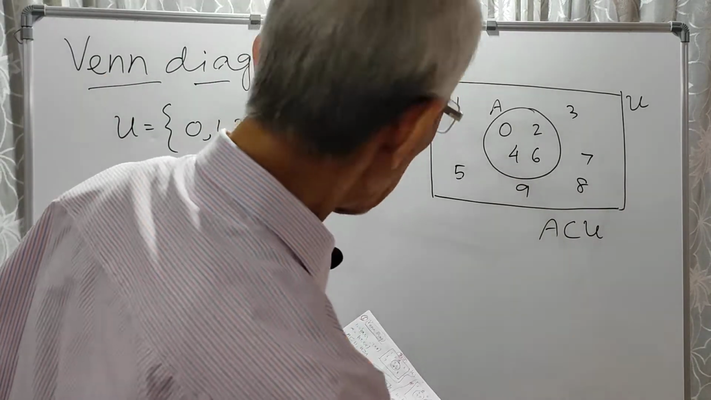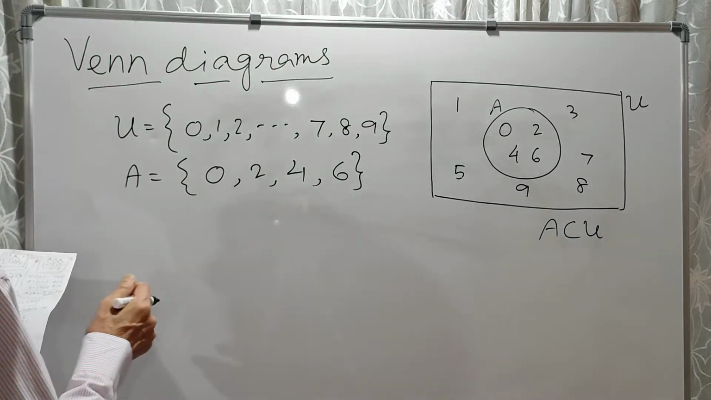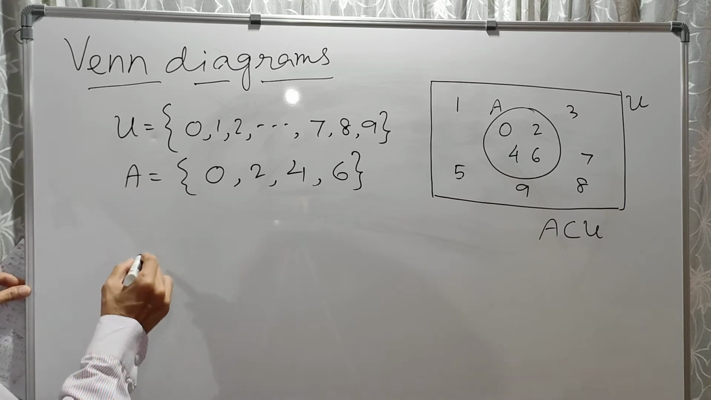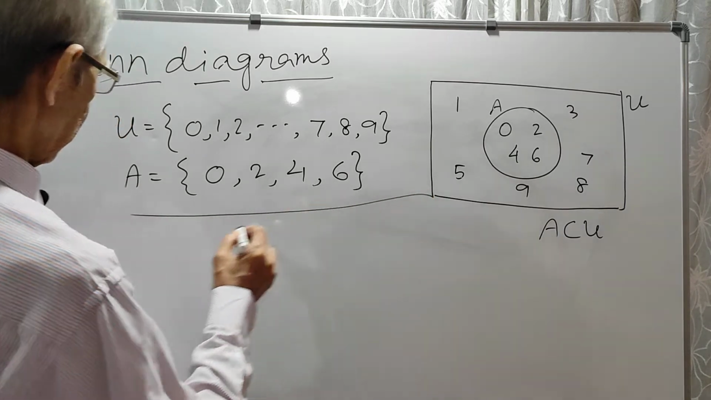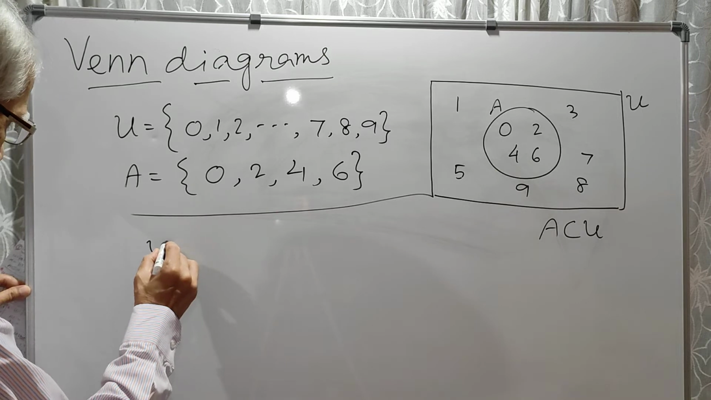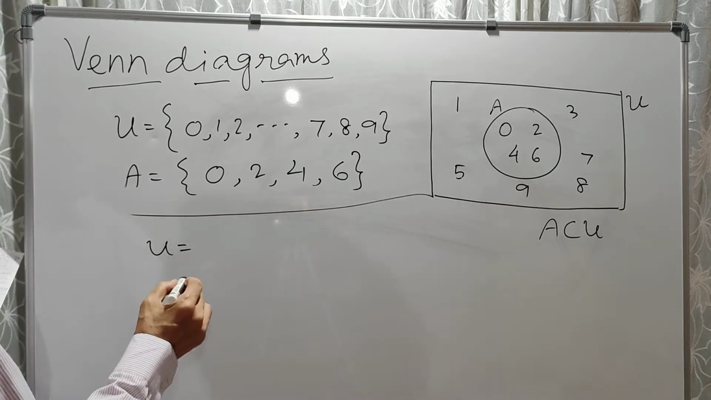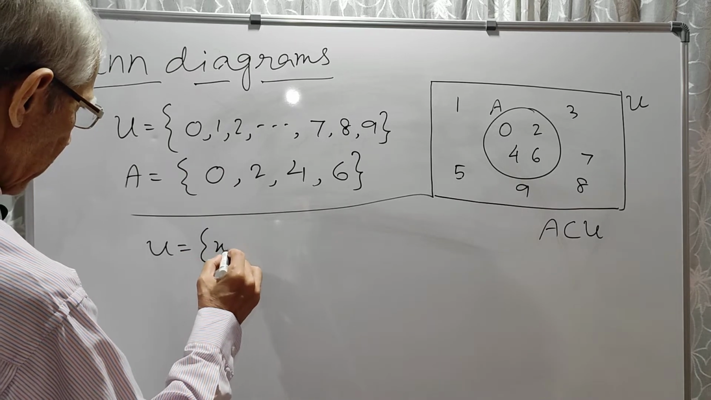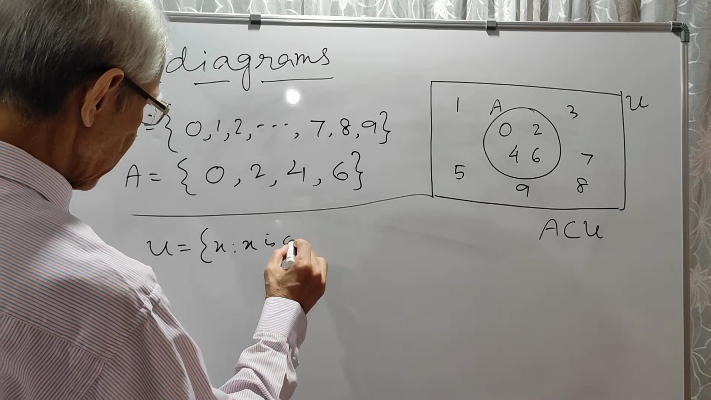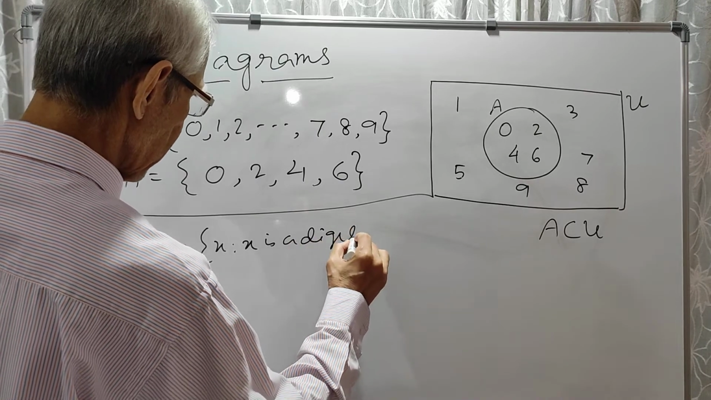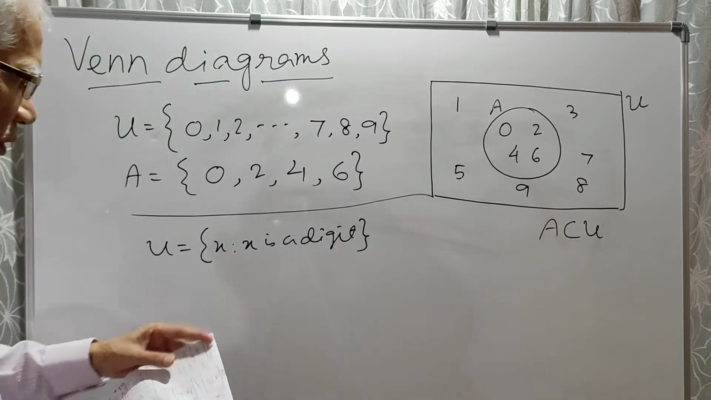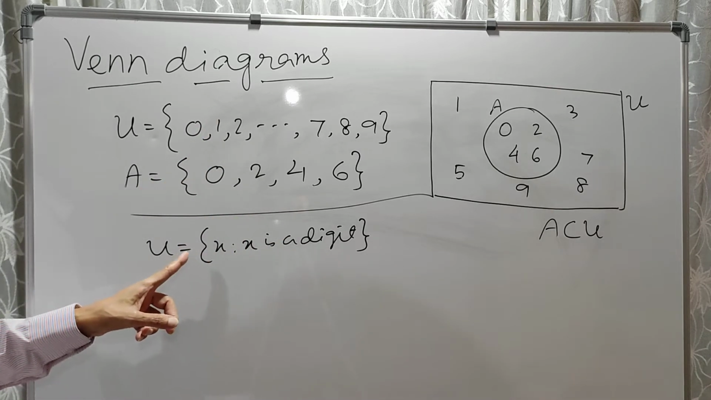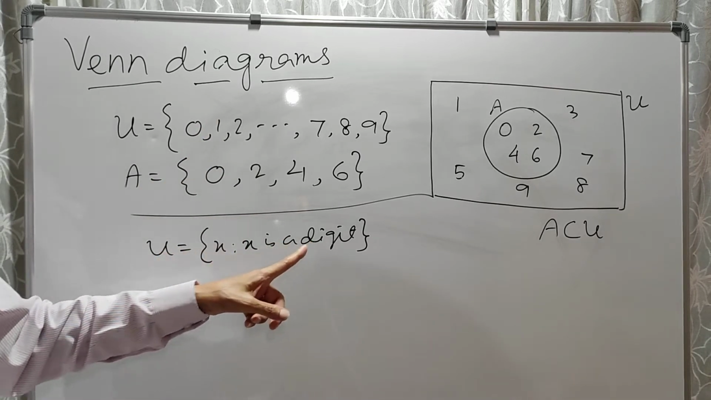Okay. Now let us see another diagram, another pair of sets. Suppose U is the set of digits 0 to 9, that is, x such that x is a digit. This is the same set of digits written in set-builder form.